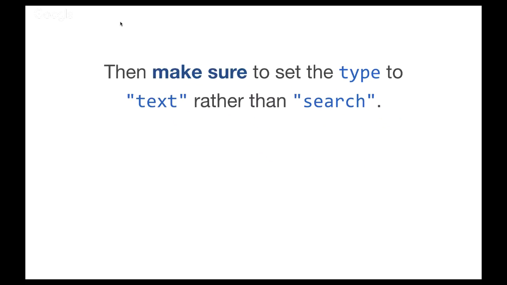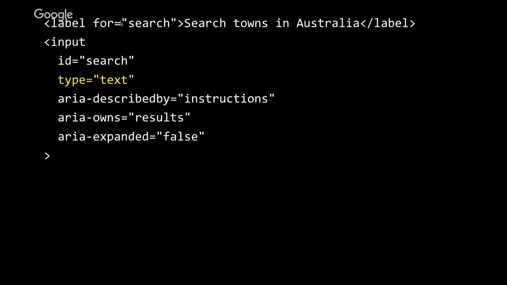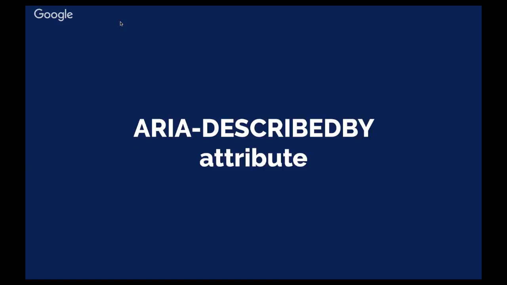If you're going to do that, though, you've got to make sure it's set to text rather than search. The reason is because then you might get two little functions, one native and one that's our button. So we set it to type equals text.